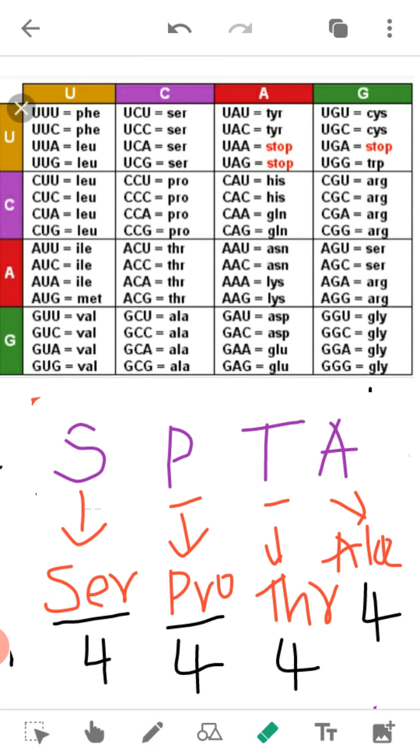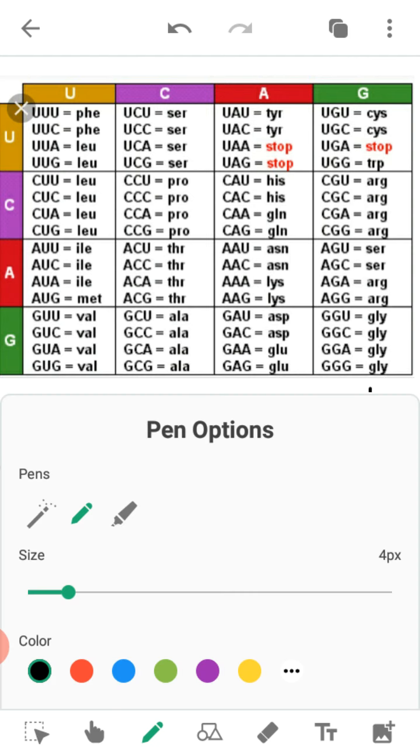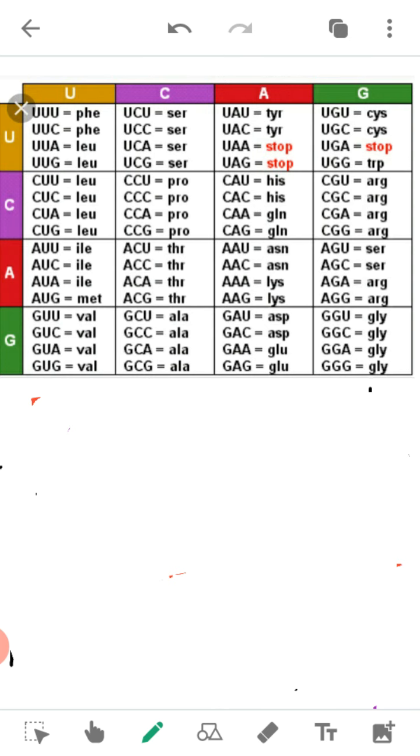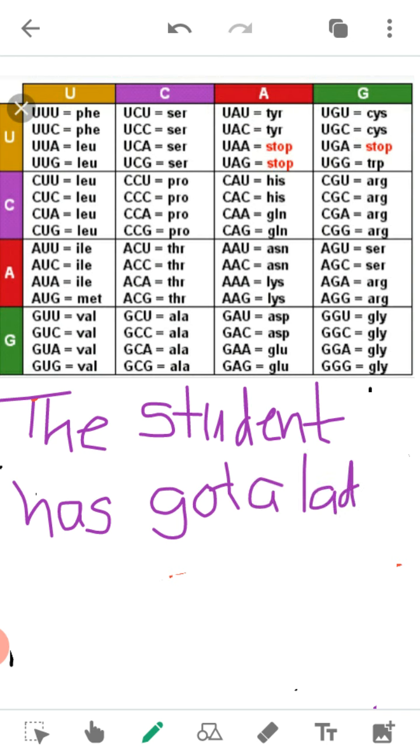We move towards the third column. The third column we can easily remember by the mnemonic: the student has got a laddu and gulab jamun.